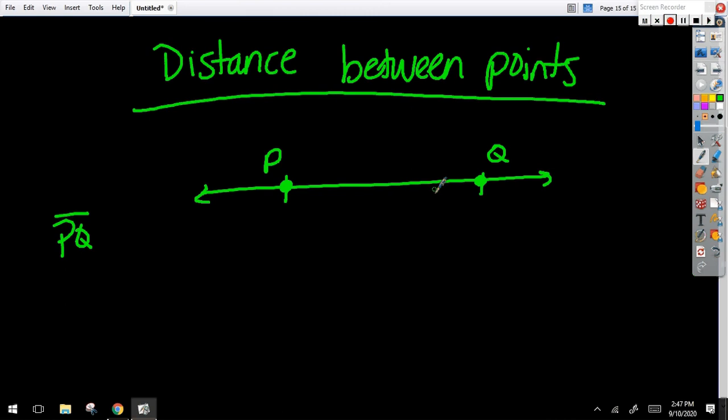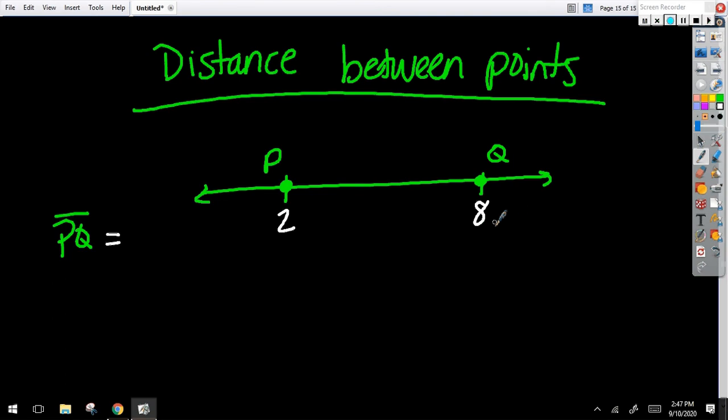Let's give it a coordinate. Let's say this is a number line and I give it a coordinate. So let's say this is 2 and this is 8. How might I find the length of PQ? And so if you said to find PQ, I would subtract, you're exactly right, okay? I would need to subtract 2 and 8. But the question is, does it matter if you do 8 minus 2 or 2 minus 8?